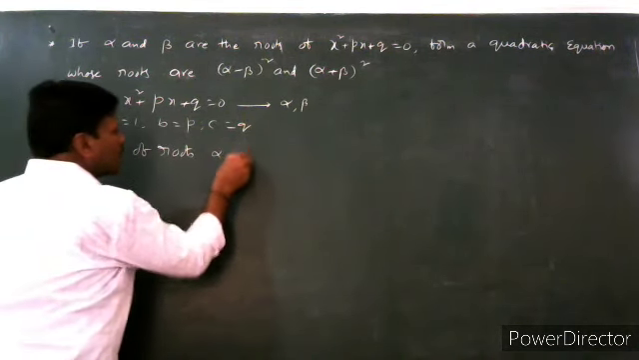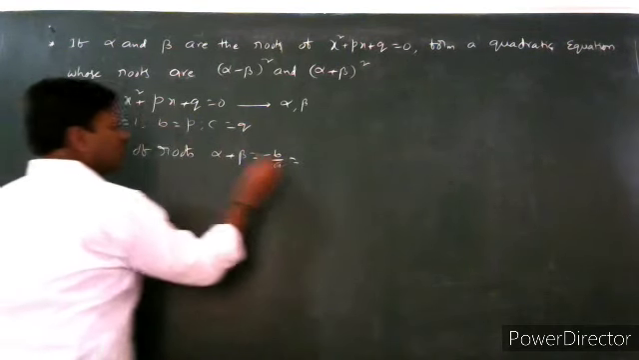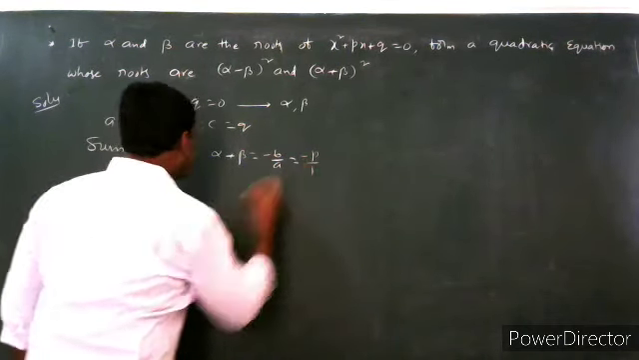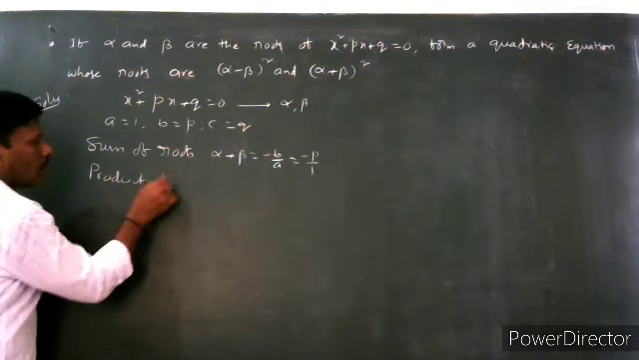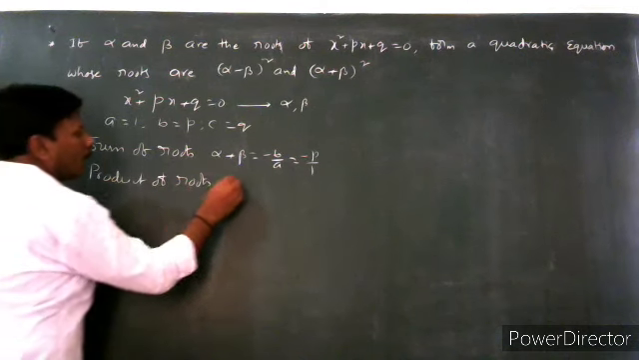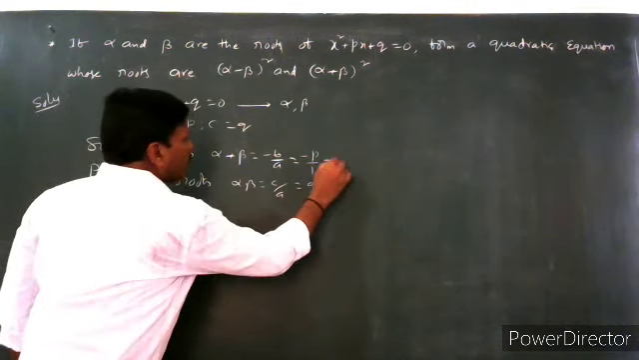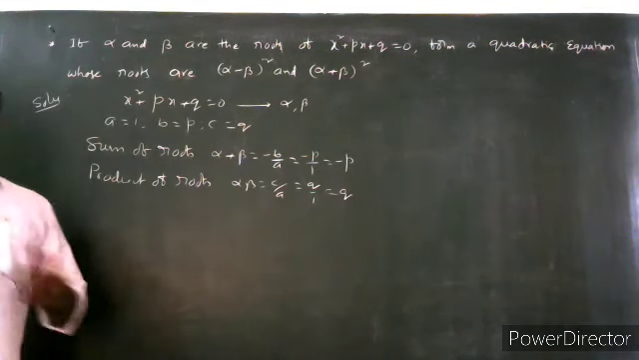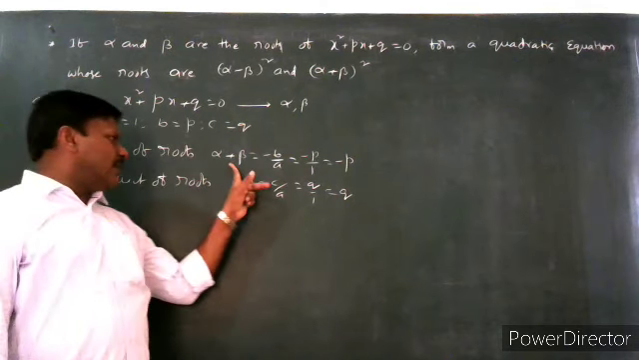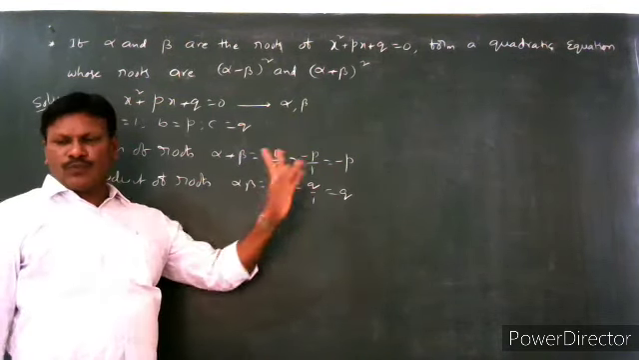Sum of roots alpha plus beta is equal to minus b by a, that is minus p by 1. Next, product of roots is c by a, q by 1. This is minus p, this is q. So now we have two values. One is alpha plus beta, alpha plus beta is minus p, alpha beta is q.